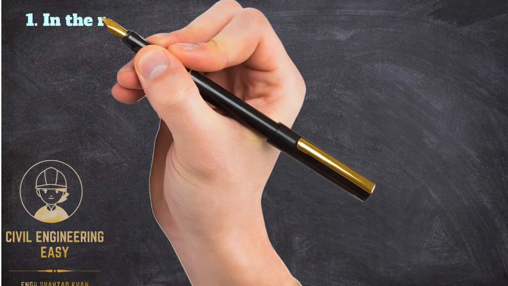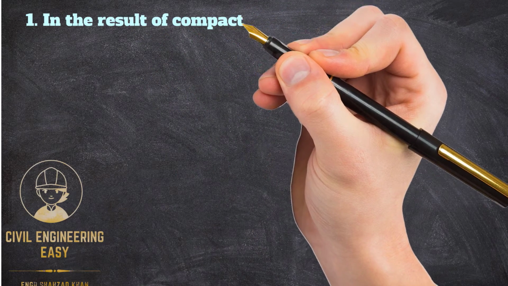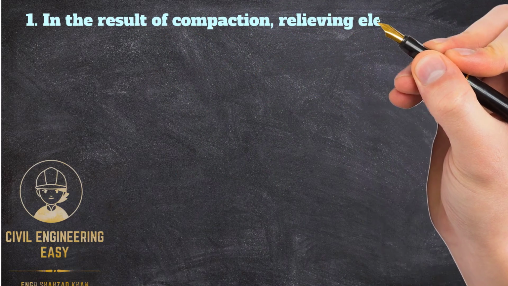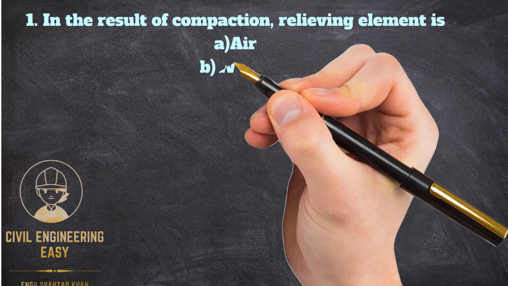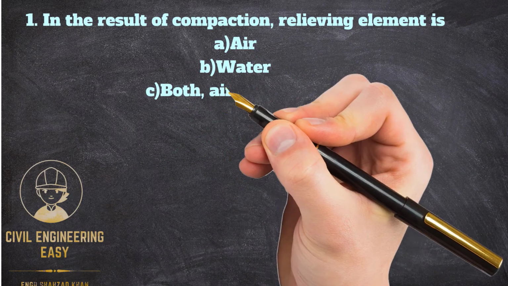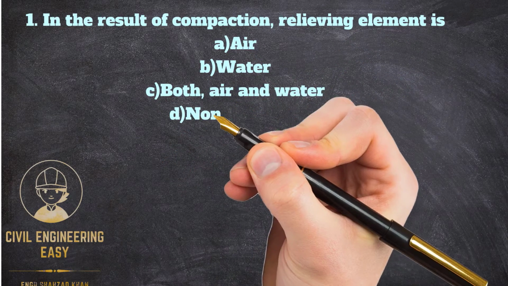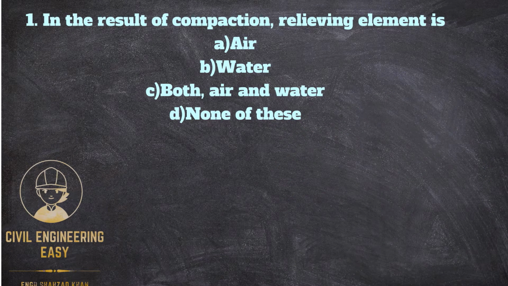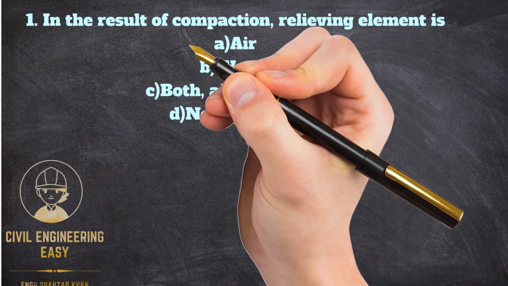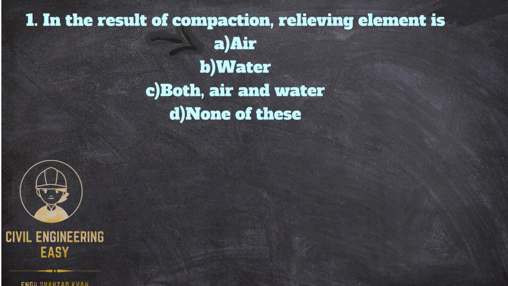In MCQ number 1, it is given that in the result of compaction, the relieving element is: option A, air; option B, water; option C, both air and water; and option D, none of these. Compaction is the process that brings about an increase in soil density or unit weight. In order to make the ground surface for development, that is buildings and roads, it is achieved due to the reduction of air voids. So the relieving element in the case of compaction is air.